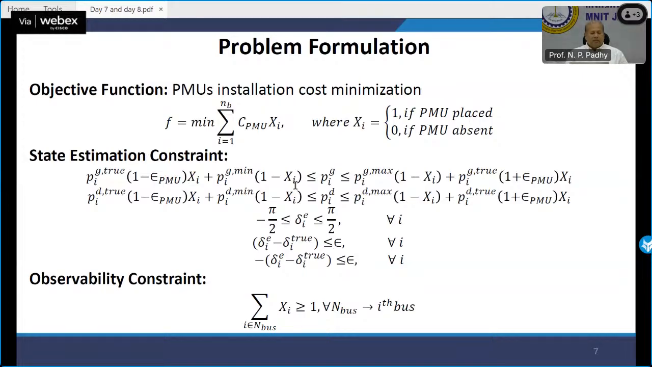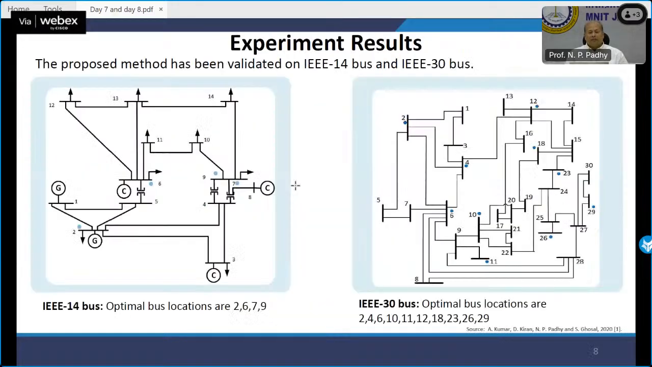Here we say minimize the summation of PMU costs. Okay, so I can put PMUs everywhere. That is one way. But what are those points I have to choose so that all the data can be tracked? Then you have to get into the state estimation constraints and observability constraints.